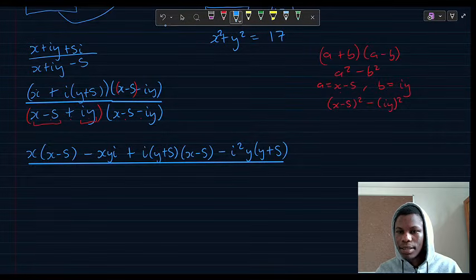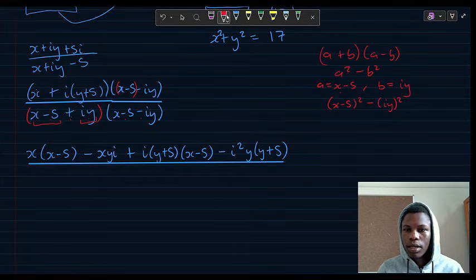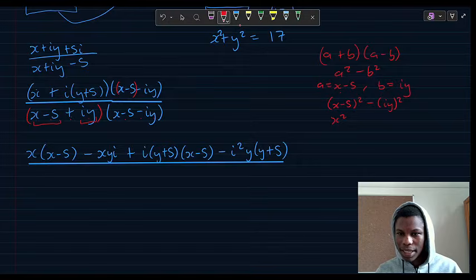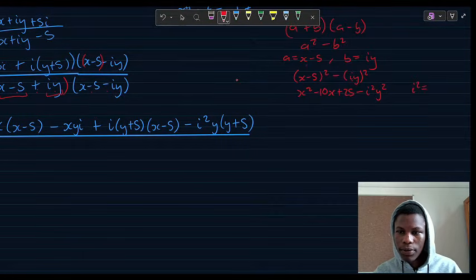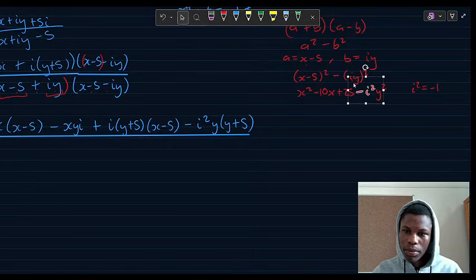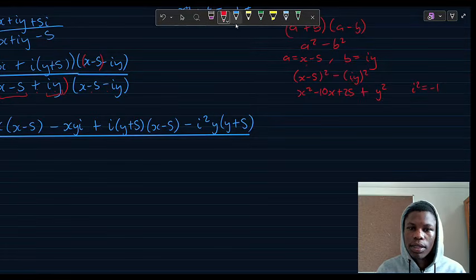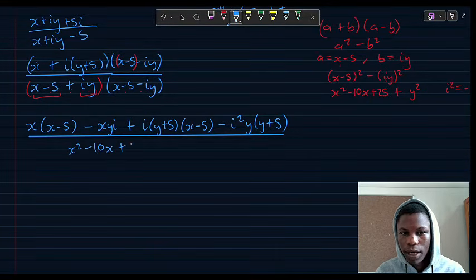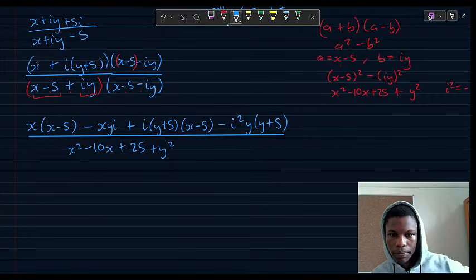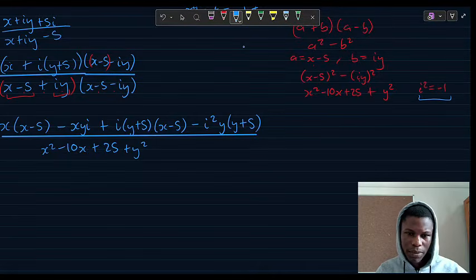So if we expand this, that's x squared, 2 times x times negative 5, negative 10x. And then we've got 5 squared, so 25, minus square the i, square the y. But keep in mind that i squared is equal to negative 1. So that means this has to become positive y squared. And so that there is our denominator. It's x squared minus 10x plus 25 plus y squared. And also because we've said that i squared is negative 1, we can apply it here so that that part becomes a positive sign.